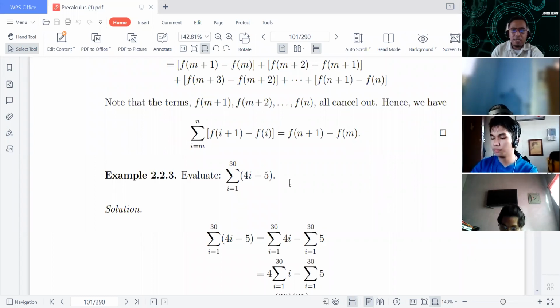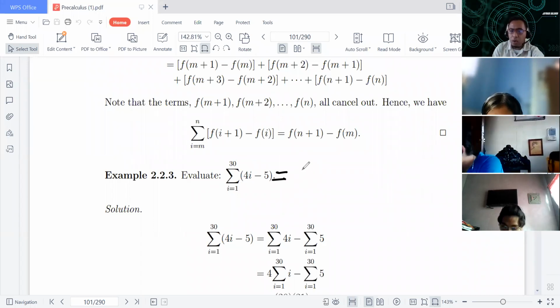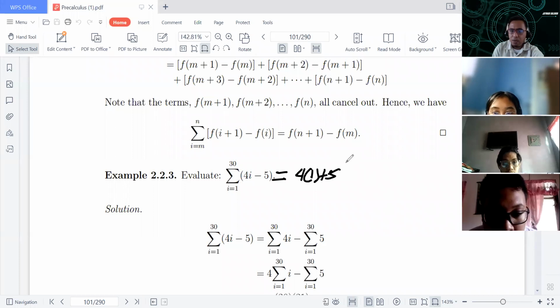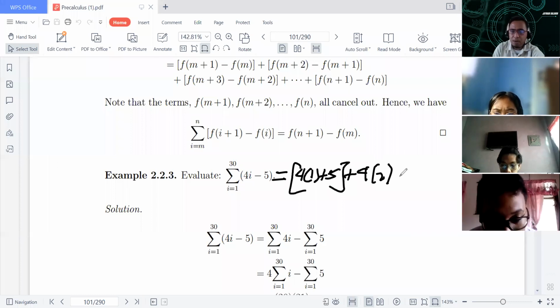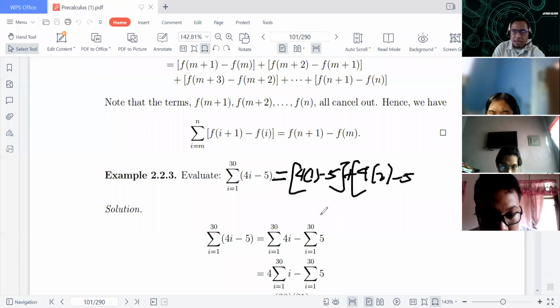Let us have an example, just like this one. If you do it this way, you will have 4 when i is 1, this is the answer. When i is 2, it will be 4 times 2 minus 5. Minus 5. If you do it this way, and so on, until you reach the last term which is 30, right?